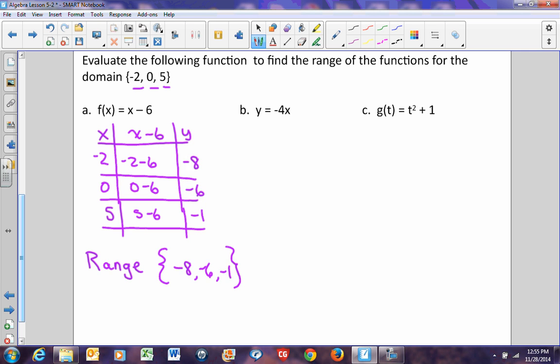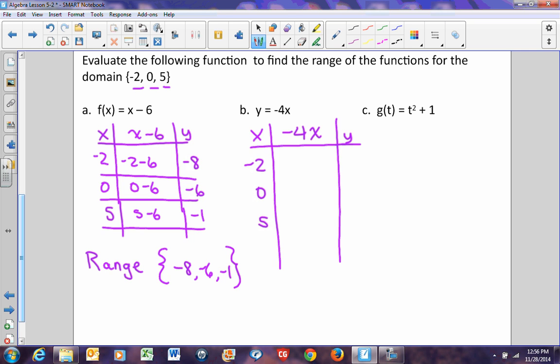To make your range, all you have to do is fill in your lovely table. And let's do it for the second one here. For y equals negative 4x. Again, have an x, have some workspace, have your y. Here it's going to be negative 4x. I'm still using negative 2, 0, and 5, because that's what they wanted me to use. So when x is negative 2, I have negative 4 times negative 2, which is positive 8. When x is 0, I have negative 4 times 0, which is 0. And when x is 5, I have negative 4 times 5, which is negative 20.